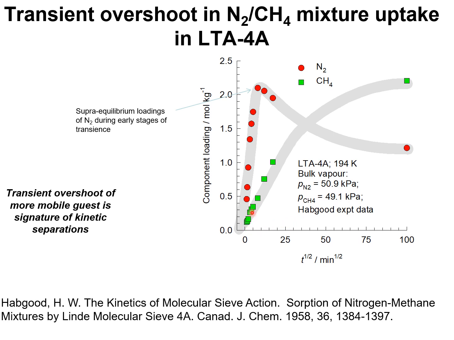The uptake of methane, shown by the green squares, is monotonous, and it increases in value to 2.25 moles per kilogram, that is in equilibrium with the bulk gas mixture. During the initial stages of the transient uptake, the pores are significantly richer in nitrogen that has the higher diffusivity than methane.